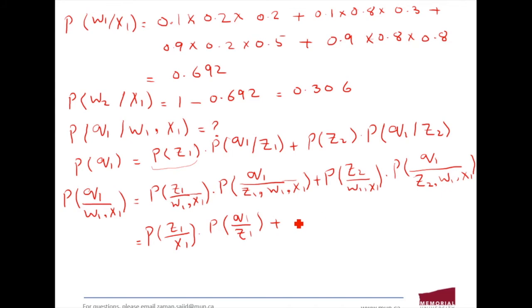Plus, the same rules apply on the second term. It will be Z2 given that my X1 here, and the probability of Q. The only parent Q has is the Z only. So only the Z2 term will stay, the rest of them will be eliminated.